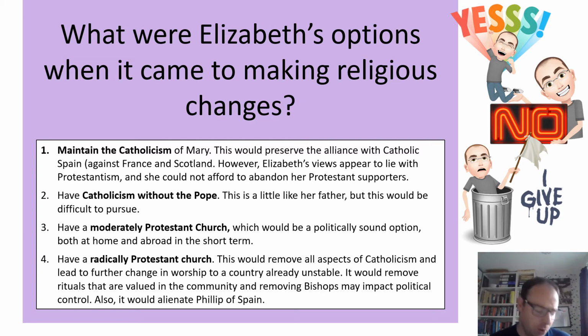Option 3, and this is predominantly seen as the one that she does go for, is a moderately Protestant church, which again is a fairly politically sound option, both home and abroad, and fits most closely with Elizabeth's belief. And then 4 is a radically Protestant church. Now, that would remove all aspects of Catholicism. It would make Elizabeth's Protestant supporters very happy, but it would create a great deal of instability in the country.